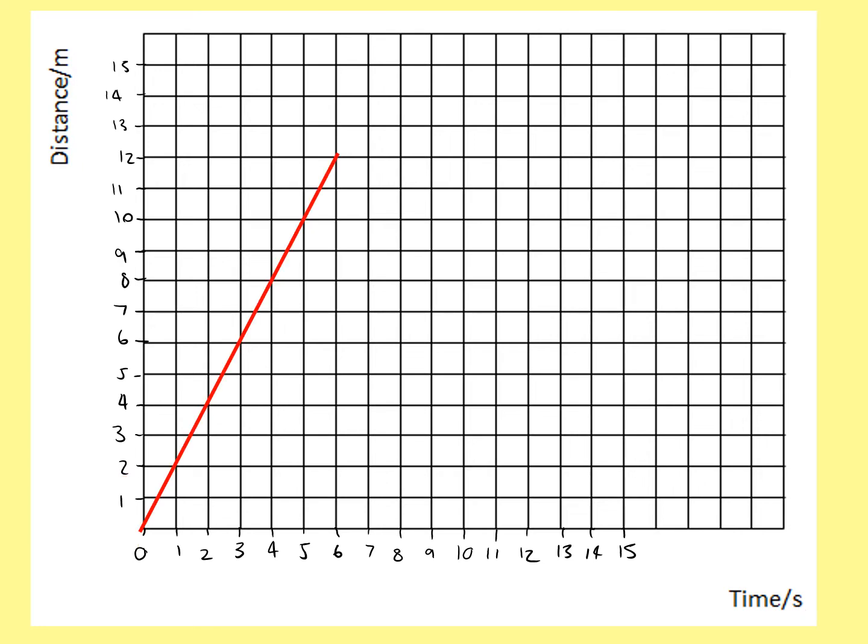Now what I've done is I've replaced those points with a line of best fit. And that's a line that goes straight through as many points on the graph as possible. So this is what you will see when you see a distance time graph. And we're going to have another look now at a different journey.